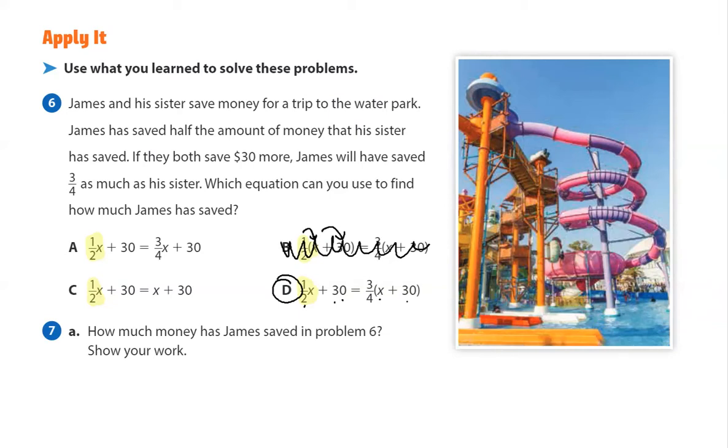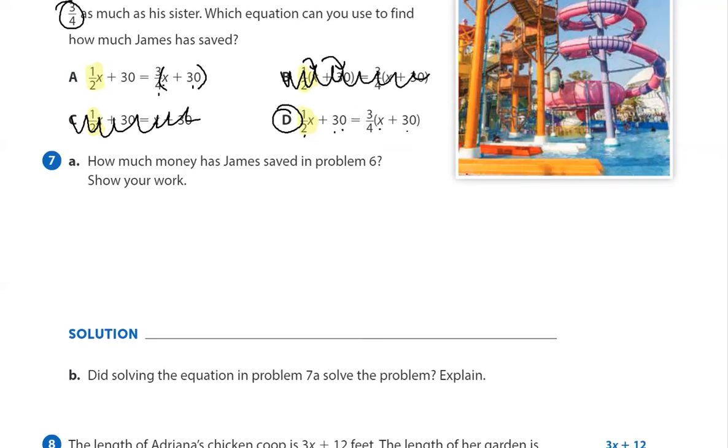Let's see, what's wrong with this one? This one doesn't account for what his sister will have saved. His sister will have saved, but she will also have had the additional 30. And this one doesn't have the 3/4 at all. So it has to have that 3/4 in there. So it's D.